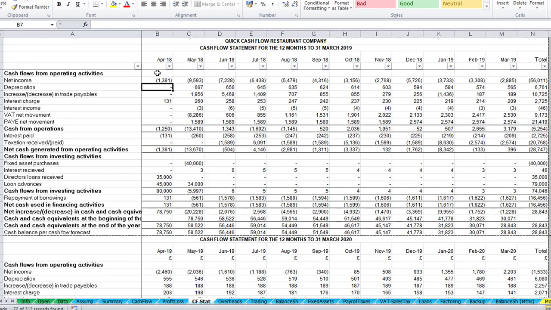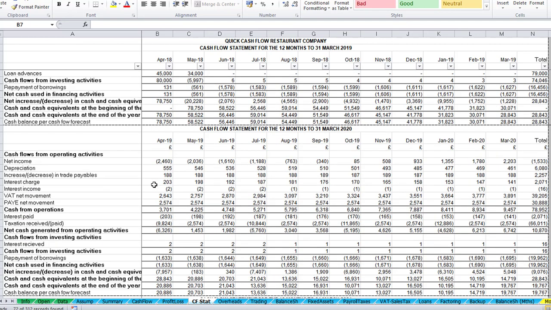So starting off with your net income from your profit and loss account, and then adjustments for non-cash movements like depreciation, increase or decrease in trade payables, interest charges, and so on, because then they're brought in further down, VAT and PAYE movements, and then your cash flows from investing activities, so obviously our fixed asset investment, our loans received here, to give you your net cash movement, which will agree to your cash flow forecast.